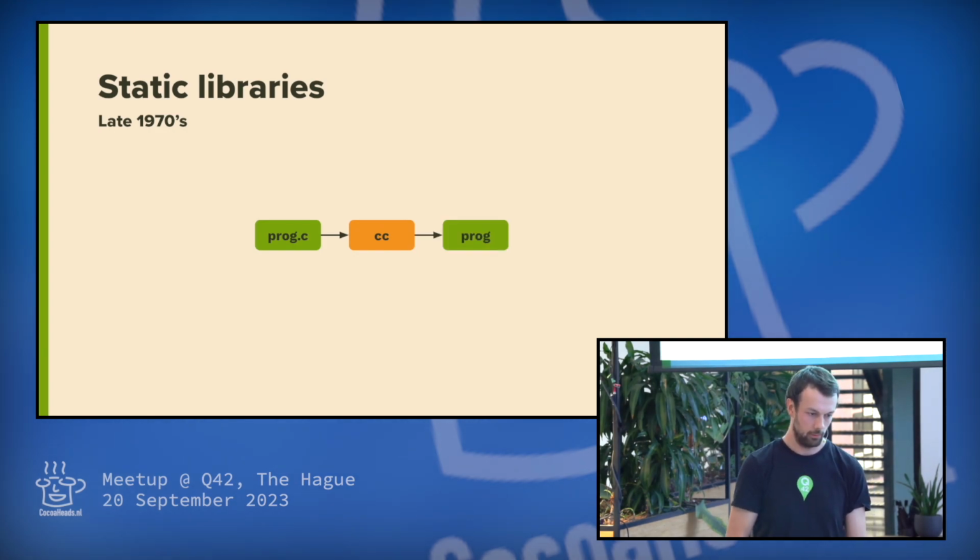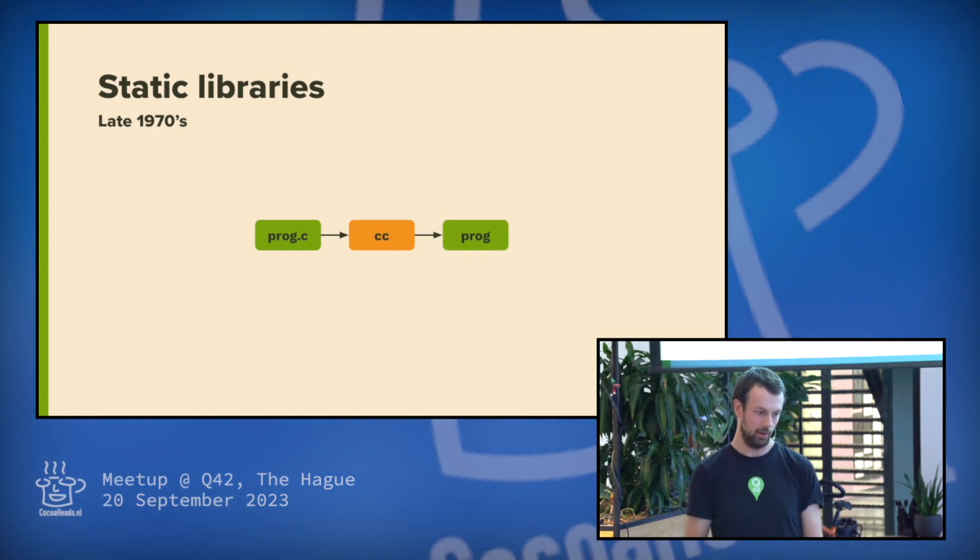And in this case, it just spits out a program. That's how it started. You have your executable. It's a binary, and it runs. What happens if you have multiple C files that you want to combine into one final program?